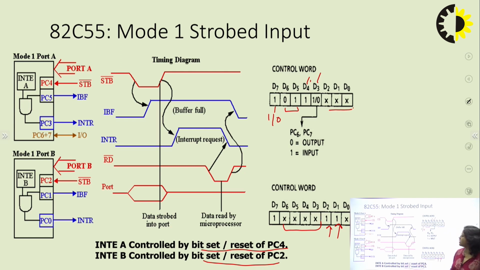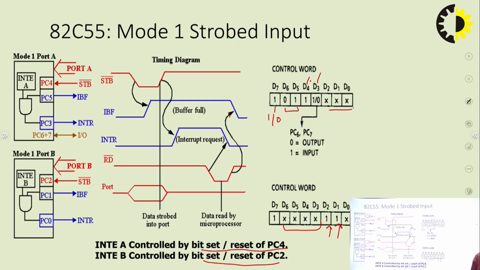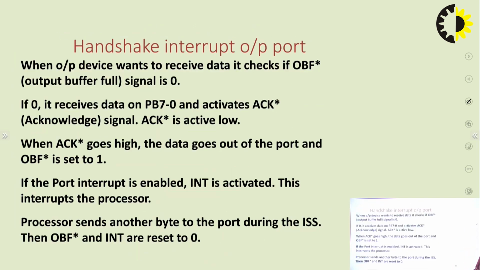This is the timing diagram. When the strobe input is active low, that is once the handshake signal comes, the data is transferred to the port and input buffer full will become active high. After that, it sends the interrupt request. The data is read from the port and transferred to the processor. So this is the handshake input mode. Similarly, this is the handshake output mode.